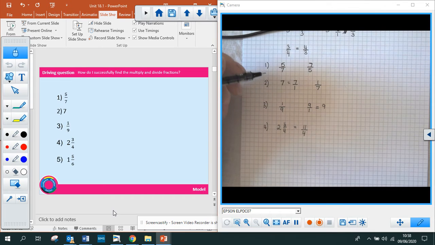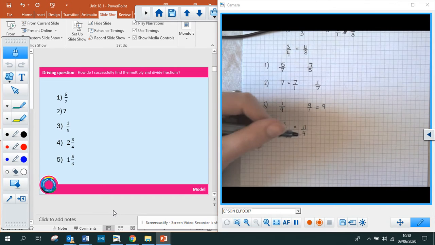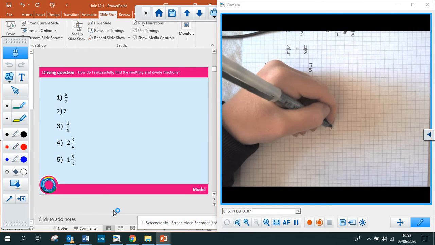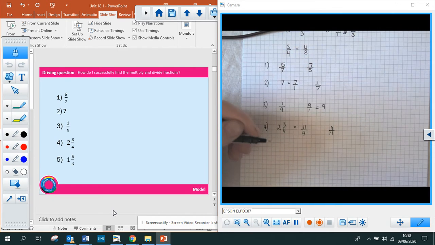Now I can find my reciprocal easily because I just flip. So the reciprocal of 11/4 is 4 over 11. So the reciprocal of 2 and 3/4 is 4/11. You must do this step first. You must convert it to an improper fraction first.